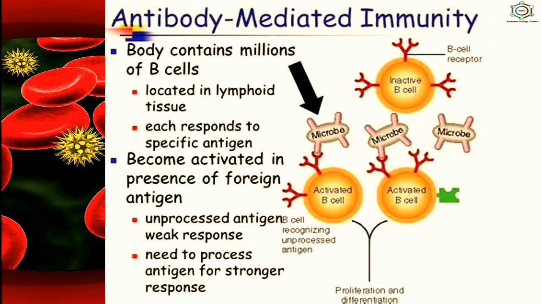So in case of antibody mediated immunity, the body contains millions of B cells which are located in the lymphoid tissue. Each responds to a specific antigen. Then it becomes activated in the presence of foreign antigen. Unprocessed antigen gives a weak response, and antigen needs to be processed for a stronger response.